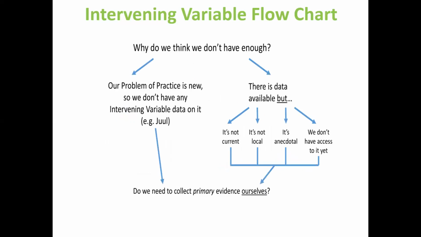Regardless of the reason, the next key decision is to determine if you need to collect primary evidence yourselves. Primary evidence is the immediate local data from the population you are interested in. In the case of youth-led programs, the priority population is often middle and or high school aged youth in your community. So this is the point where you make the decision. We know we've said we don't have enough. Here's the reason why. Now you're wondering, do we need to collect the primary data directly from our priority population?